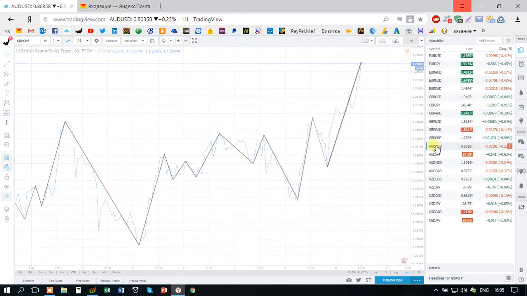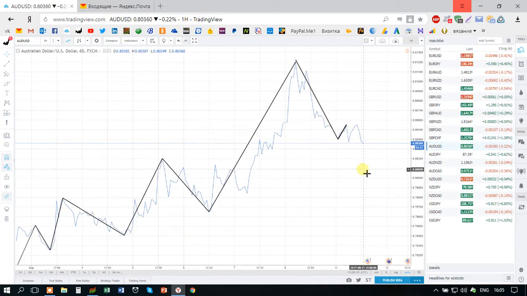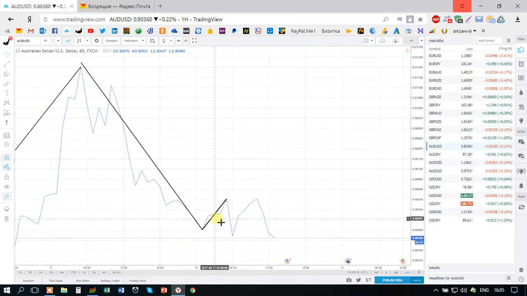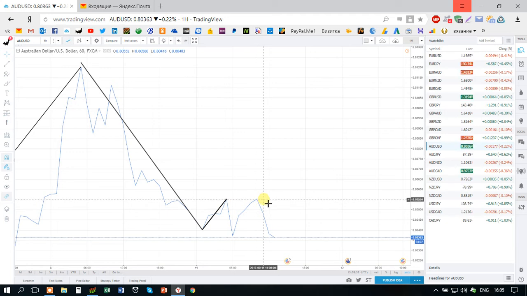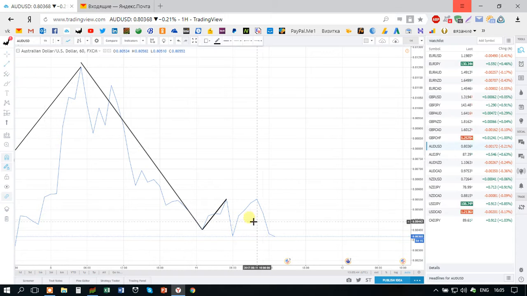Nothing here. Aussie dollar is the next pair. Let us see, we had a lower high, sorry, a lower low, then we had a 553, 552, this is a lower high, lower low, and again lower low. So the movement should be marked this way.